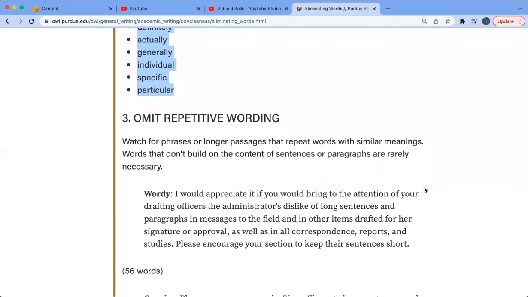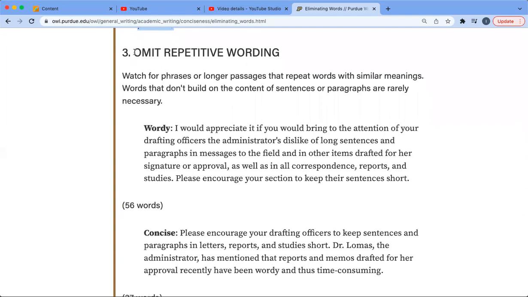The third style of revising and editing and eliminating words is to omit repetitive wording. In longer passages, there are definitely repetitions. Read this paragraph with me. If I say, I would appreciate it if you would bring to the attention of your drafting officers, of the administrators, dislike of long sentences and paragraphs and messages to the field and in other items drafted for her signature or approval, as well as in all correspondence, reports, and studies, please encourage your section to keep their sentences short.